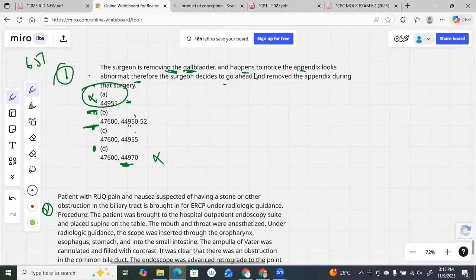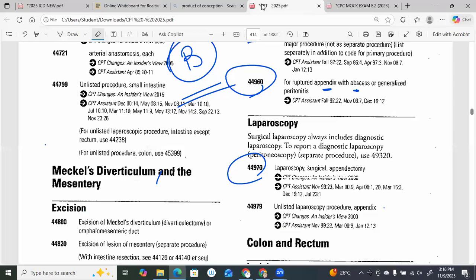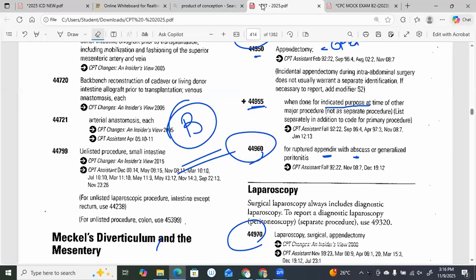The difference between these two, the code 44950 and 44955. If we read the description of 44955, it will tell us that we have to use this code when the appendectomy is done for the indicated purpose. Indicated purpose means the doctor needs to do the appendectomy because there are some issues or concerns or indications or diseases due to the appendix, and this needs to be done with any other major procedure.